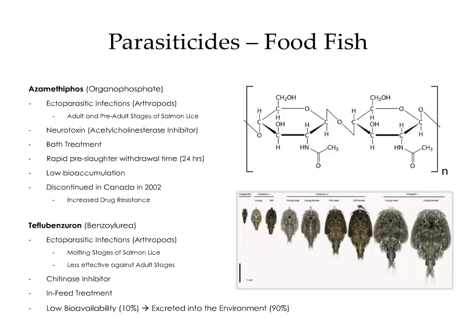One of the issues is that it has low bioavailability, sitting at around 10%, which means 90% of the drug is excreted into the environment. The image on the top right is an illustration of the chitin subunit. The image on the bottom right illustrates the development of the salmon louse.